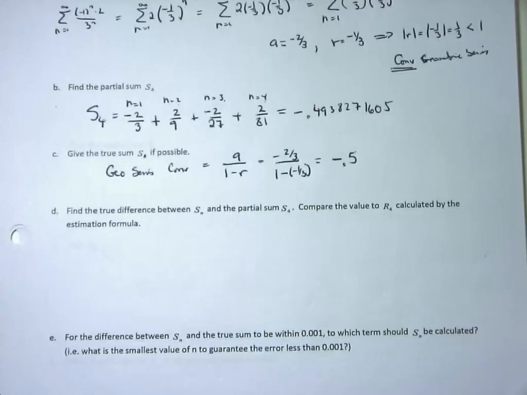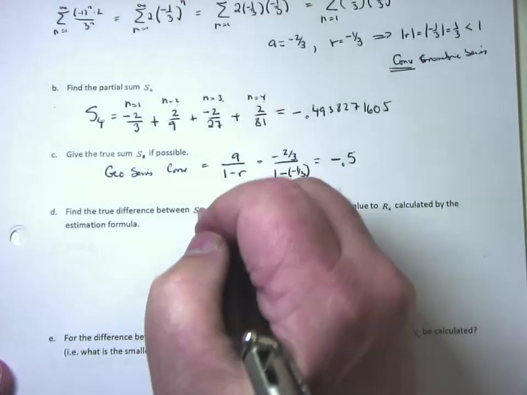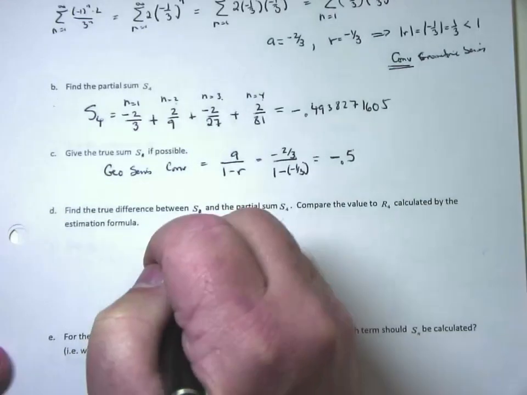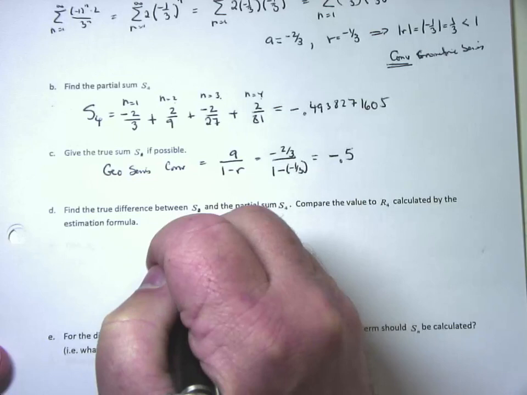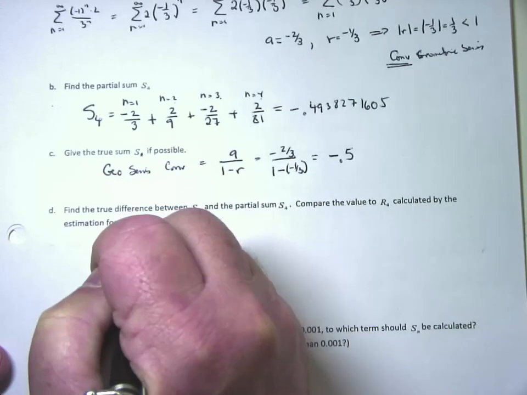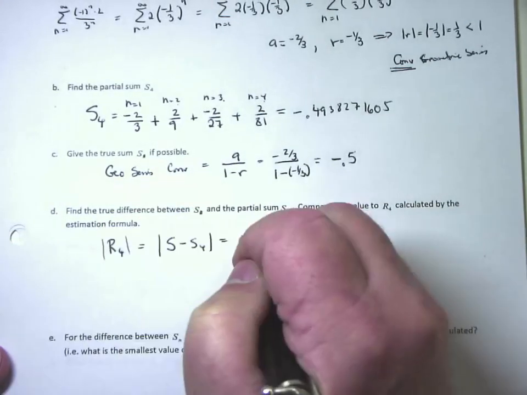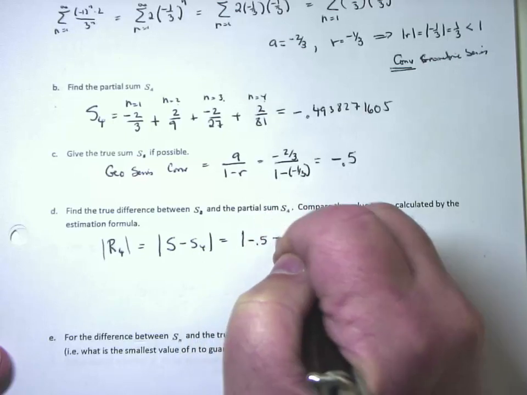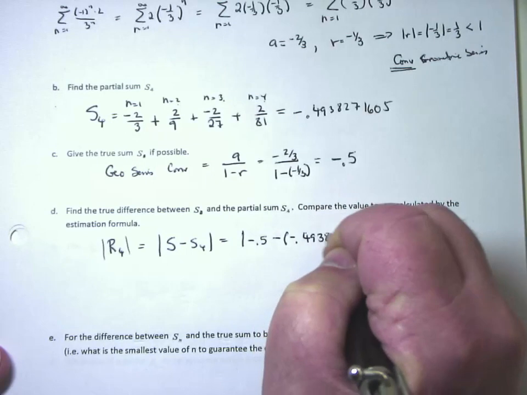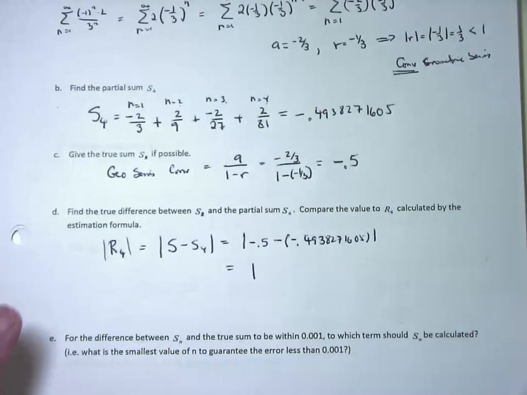They want you to find the true difference between the sum and the partial sum S4. With the true sum S, the absolute difference is the absolute value of S minus S4. This is basically going to be your R4. So this is S, which is negative 0.5, minus negative 0.4938271605.